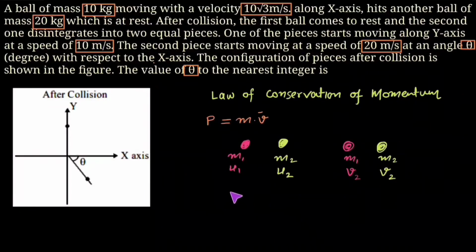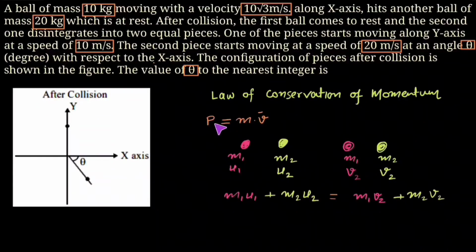So momentum before collision would be m1 u1, because momentum is the multiplication of mass and velocity. This is the momentum of the first body plus the momentum of the second body, m2 u2. This would be equal to the momentum after the collision. After collision, the momentum is m1 v1 plus, for the second body, m2 v2. So according to the law of conservation of momentum, total momentum before collision would be equal to the total momentum after collision as long as the system is in isolation.